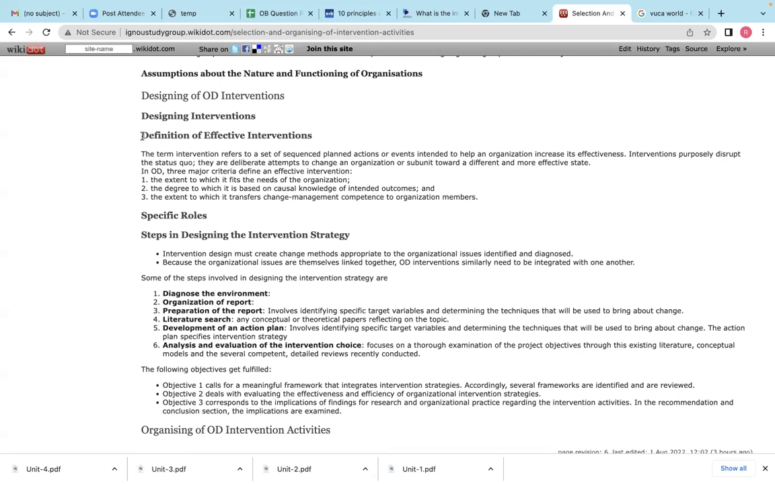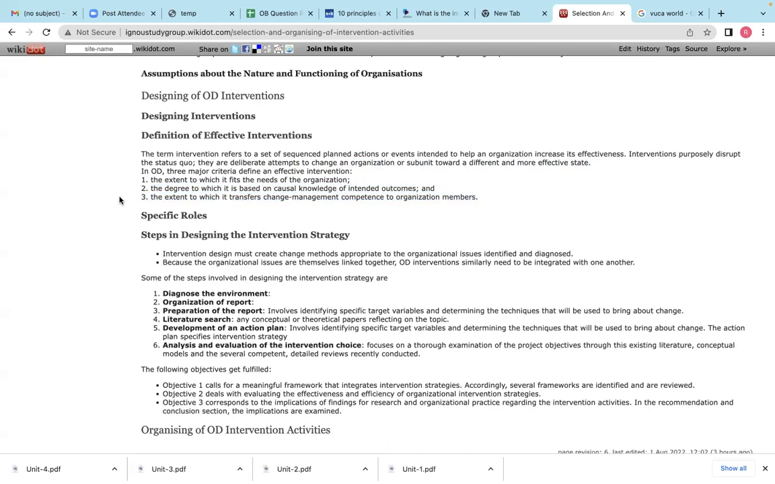This is also something which is repetitive. Already we read this, if you remember. There are 3 major criteria as far as effective intervention is concerned. One, the extent to which it fits the need of an organization, causal knowledge of intended outcomes, right? Extent to which it transfers change management competence to organization members, right? So these are the 3 broad criteria to define an effective intervention.